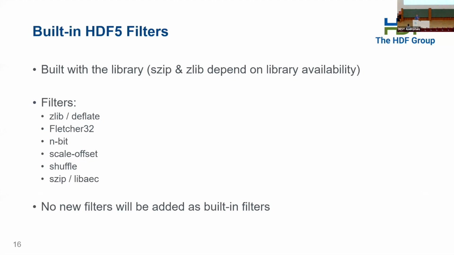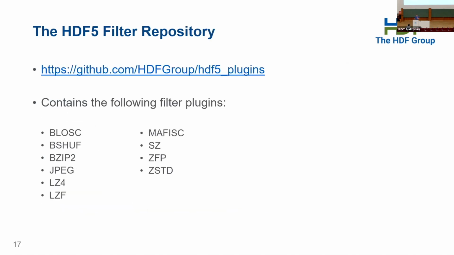So, the existing ecosystem. There are built-in HDF5 filters. They're built with the library: szip and zlib, depending on library availability. Now with libaec, we build szip by default the same way that we do zlib if we can find it. So we have zlib, szip, Fletcher32, nbit, scale-offset, and shuffle. Those are the standard ones that we've had for many, many years. But we will not be adding any new filters as built-in filters. Everything will be done in the future as a compression plugin.